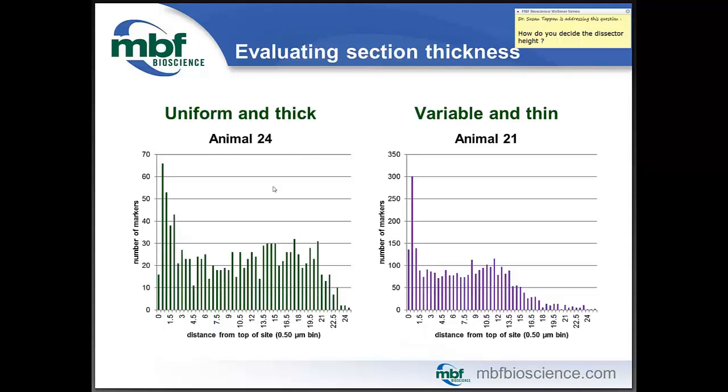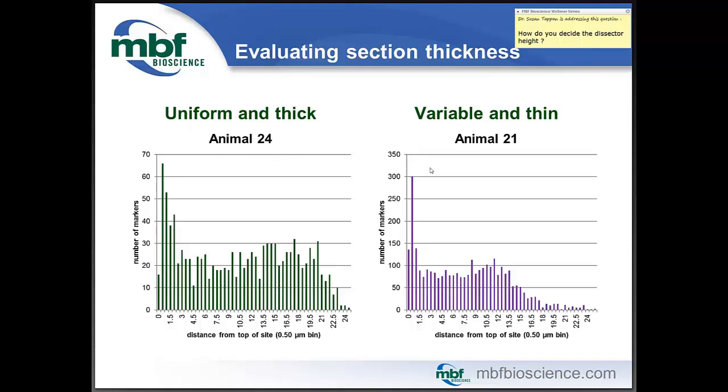So in both of these graphs, these are MBF Labs pilot study animals. And so this is how we do a pilot study. When we do a pilot study, we determine sampling parameters by counting first with a dissector height equal to the section cut thickness and a guard zone of 0.